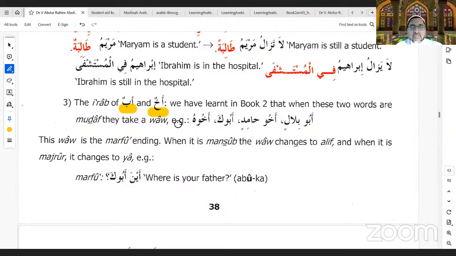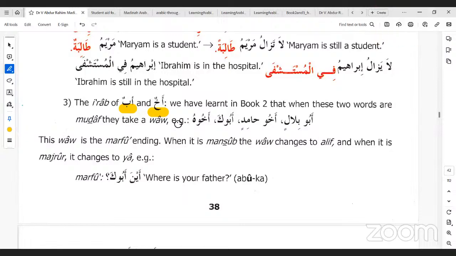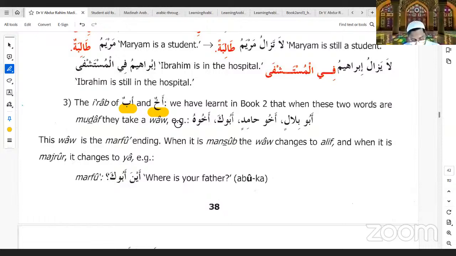And same over here. When they become an object, it becomes Ra'aytu akhahu, Ra'aytu abaka, Ra'aytu akha Hamidin, Ra'aytu Aba Bilalin. Inshallah, we'll remember. Next question.